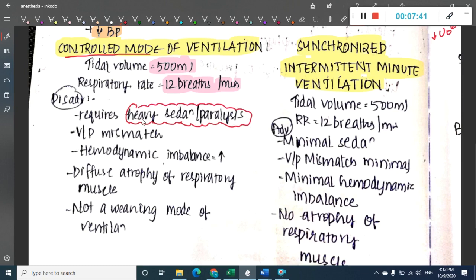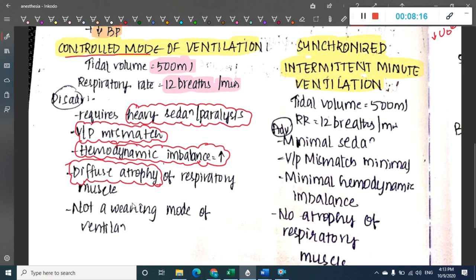That is one. Next, this might also cause V/Q mismatch. Ventilation perfusion mismatch is high in this patient, and there is increased hemodynamic imbalance. Why? Because it might give a large amount of oxygen which is not necessary, right? So as a result, there is increased hemodynamic imbalance, and also diffuse atrophy of the respiratory muscles is seen. So these are the main disadvantages. It is not a weaning mode.